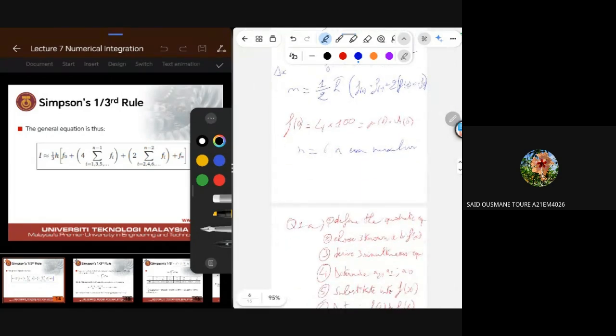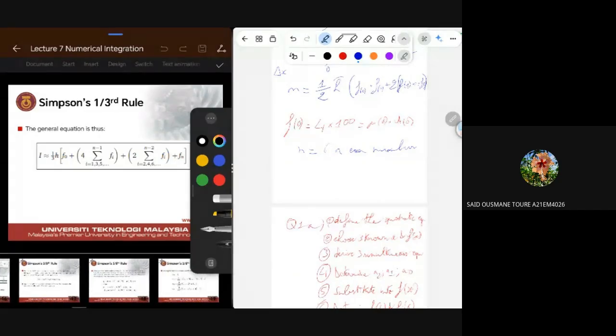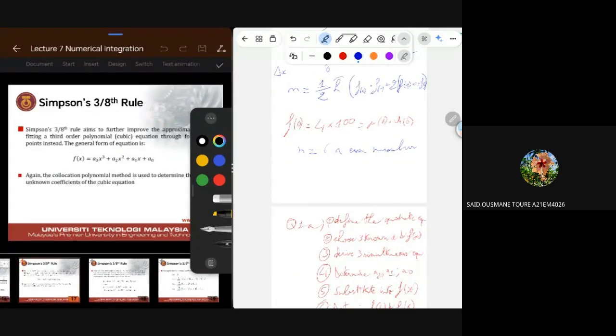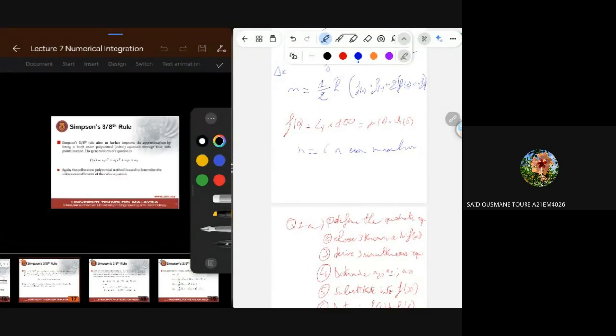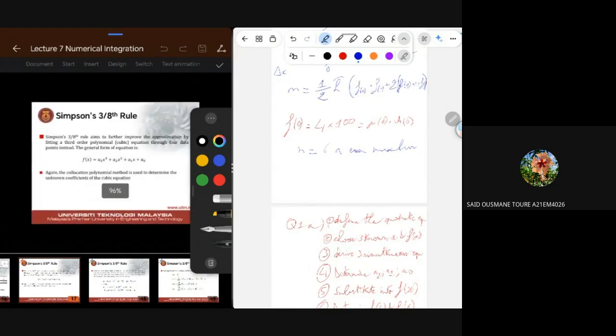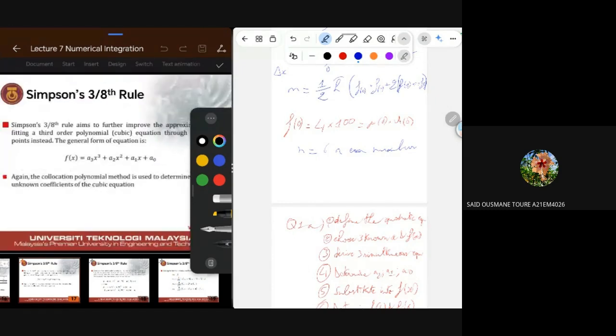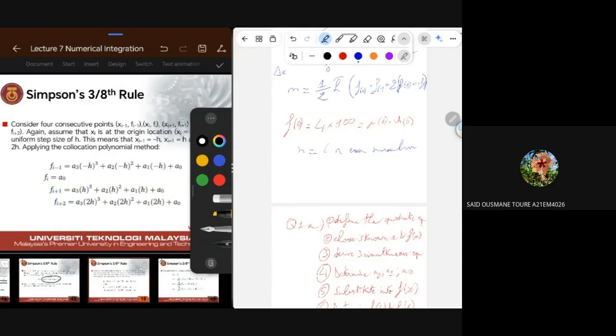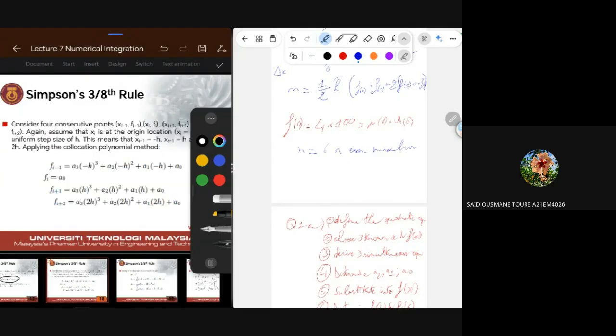However, in the case where you have n equals 11 or whatever else, you use this other formula. Why? Because it's more accurate. Hopefully everything is clear. Simpson's 3/8 rule aims to further improve the approximation by fitting a third-order polynomial, a cubic equation, so you understand the idea: A3x cubed, A2x squared, A1x, etc. That's the hypothesis.